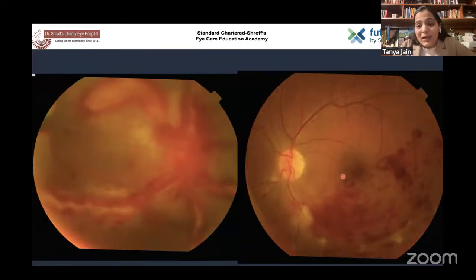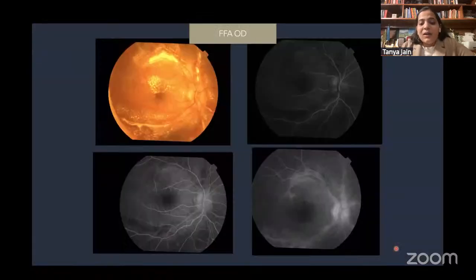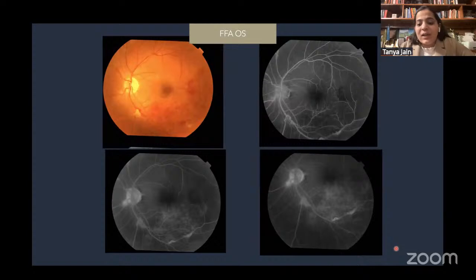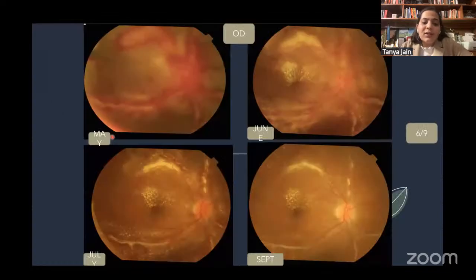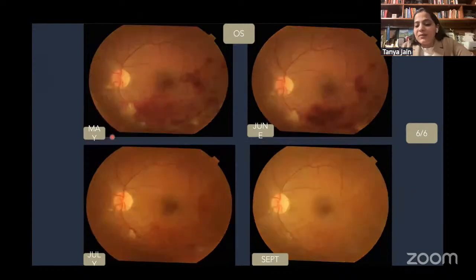However, since there's no edema in the macula, the patient is 6/6 in the eye. However, there is a lot of vasculitis. Again, you can see it is primarily a periphlebitis. We must think of Behçet's, TB, those kind of things. The FFA revealed again a lot of leakage from most of the vessels and the occlusion site. This patient was Mantoux positive, and CECT was suggestive of TB. The patient was started on ATT and oral steroids, and you can see how beautifully the patient has responded in both the right and the left eye.